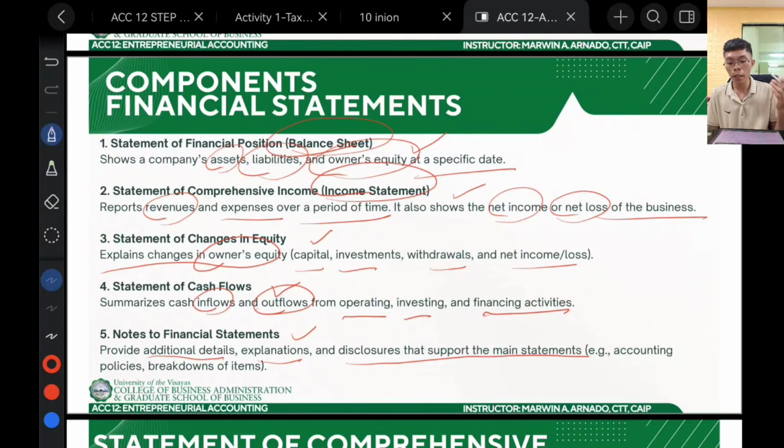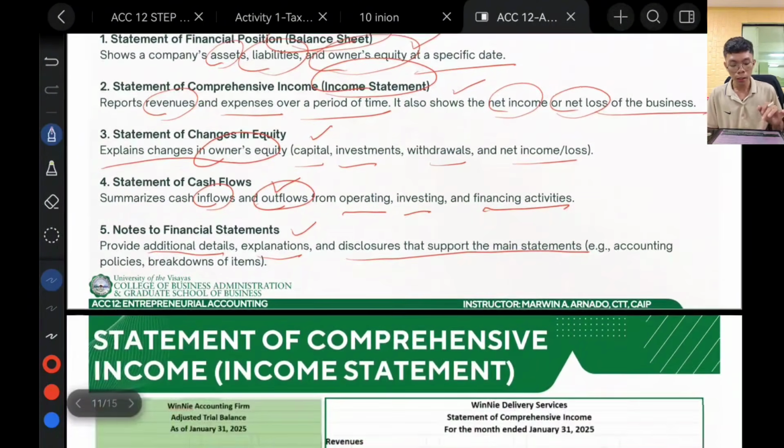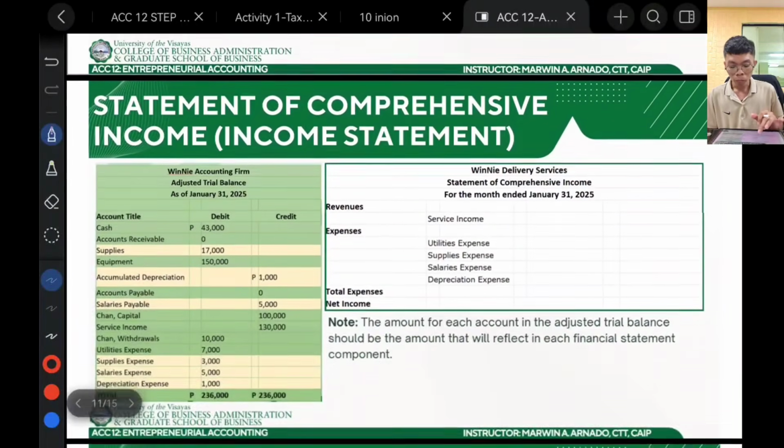So how do we prepare these components of the financial statements? For our discussion purposes, I will only be teaching you how to create the balance sheet, the income statement, and the statement of changes in owner's equity. We will start first with the statement of comprehensive income, or the income statement.